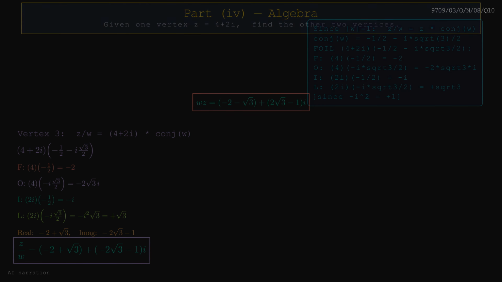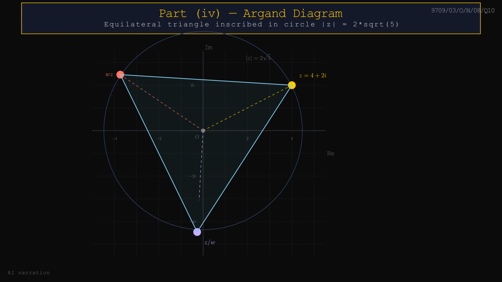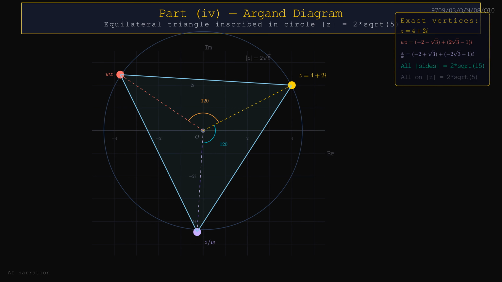Now the Argand diagram. The three vertices lie on a circle of radius 2 root 5. Draw the plane and the circle of modulus 2 root 5. Mark the origin and plot the three vertices Z, WZ, and Z over W. Join them: an equilateral triangle. Radii from O are equal. Angles at the origin are 120 degrees. All side lengths are 2 root 15.